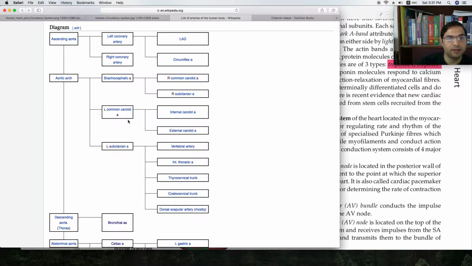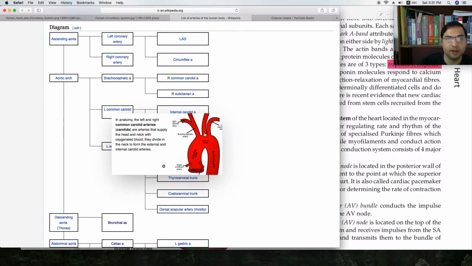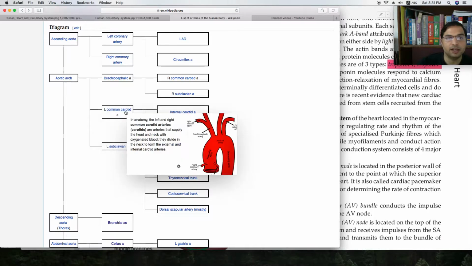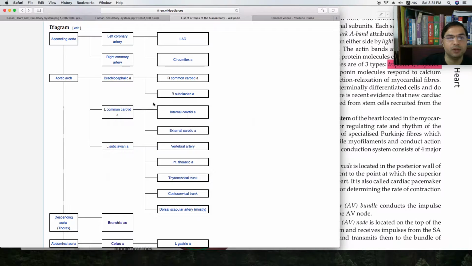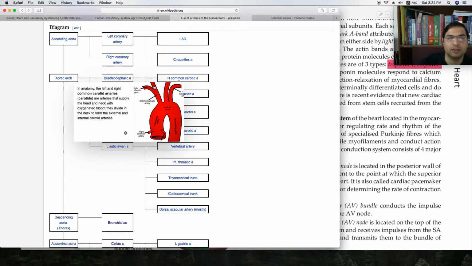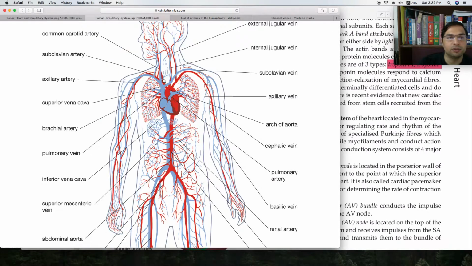So let us see the second branch, the left common carotid artery. Remember this, left common carotid artery. This left common carotid artery again will divide at the region of the neck. It will divide into internal carotid artery and external carotid artery. Similarly, this right common carotid artery will also divide into external and internal carotid artery. So the artery going up to the neck is common carotid artery. Now at the region of the neck it will divide into internal carotid and external carotid.